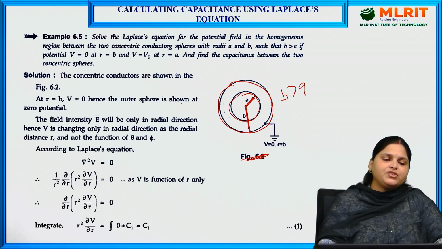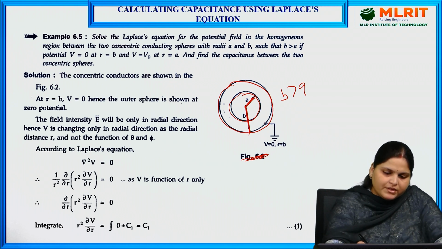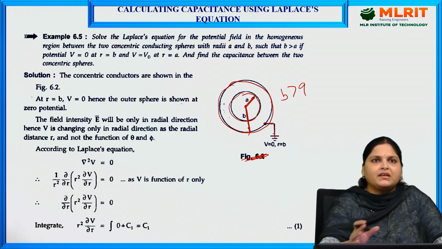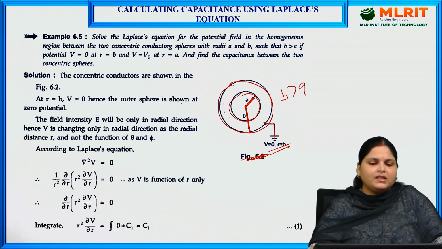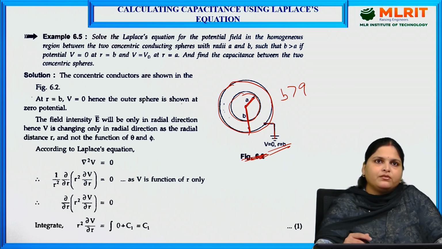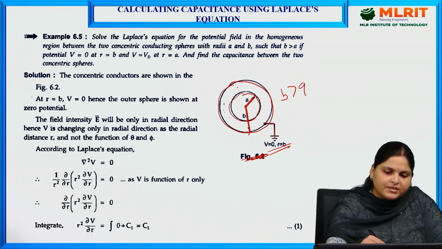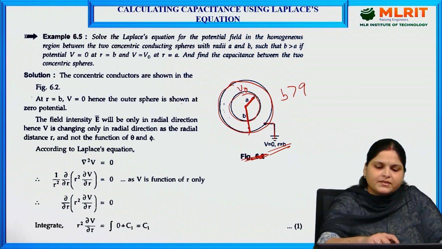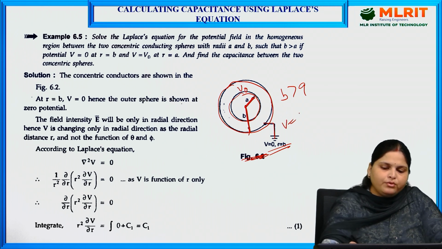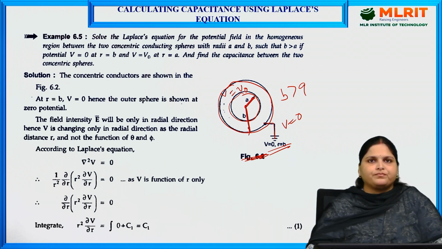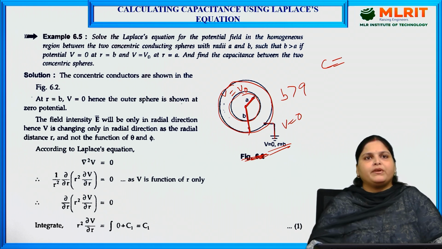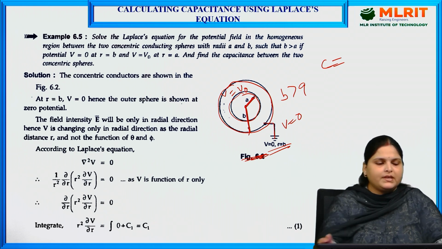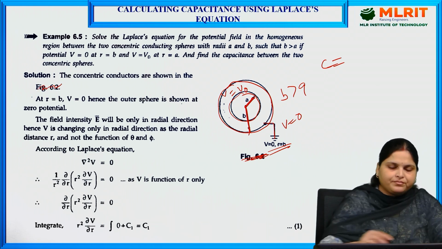Now the potential V is equal to 0 on the second sphere, the bigger sphere; the potential at R equals B is V equals 0. And at R equals A, potential is V naught. Inside sphere and outside sphere, V is equal to V0 and V is equal to 0. So, we have to find the capacitance between these two concentric spheres.